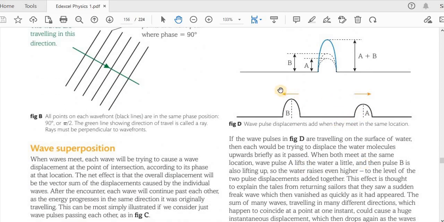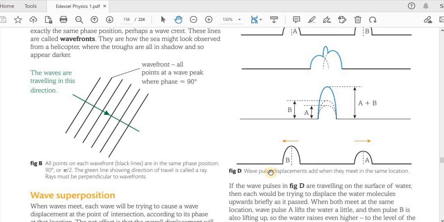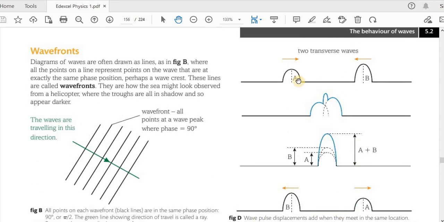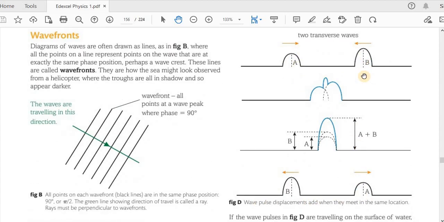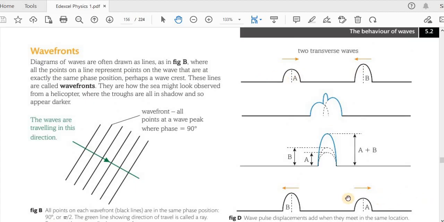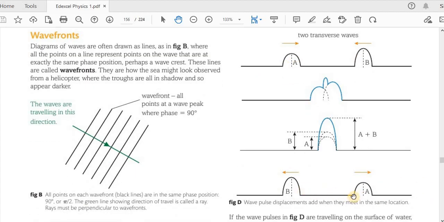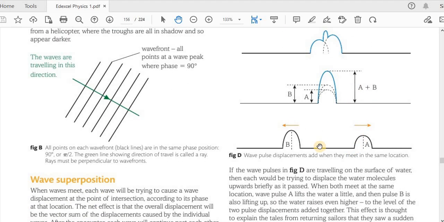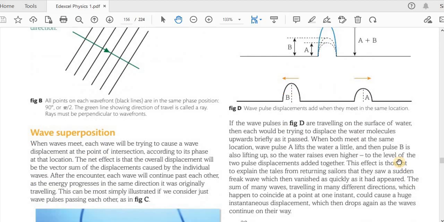Then over here, this is moving to the left, this is moving to the right. Yes, so again they simply go through each other, and even though they interfered, once they pass they just continue as they were continuing before. Wave pulse displacements add when they meet in the same location.